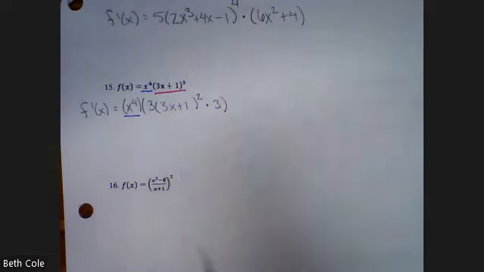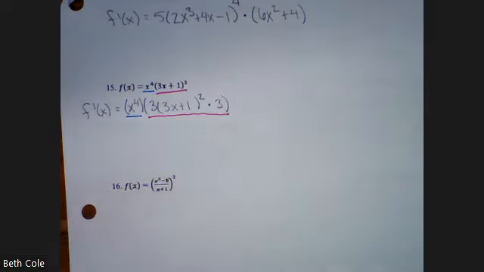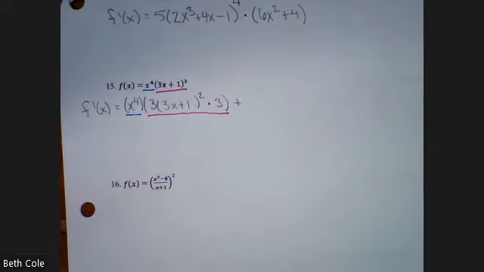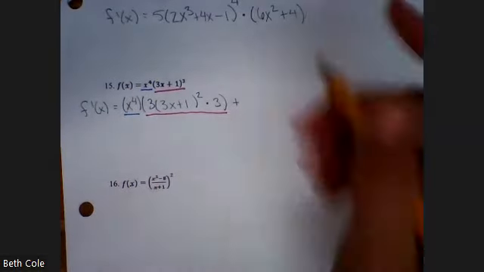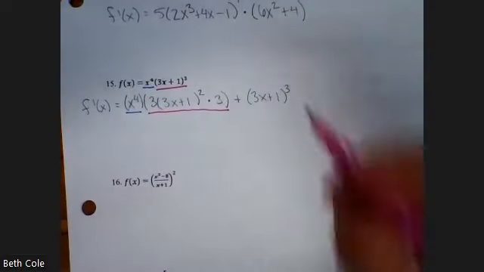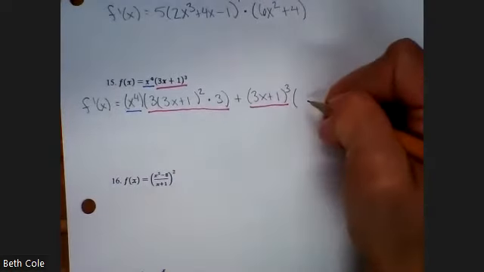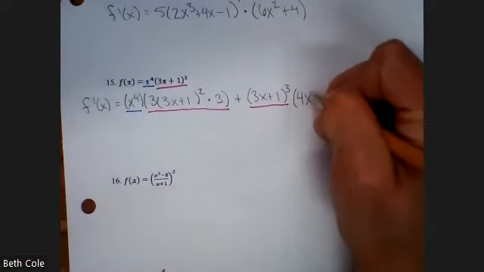So here, let me color code again. This is first times derivative of the second plus, and then what's going to come next? You're not wrong, but I have to do it in my order or I start to confuse myself. You're totally right. You do you. So first times derivative of the second plus the second times derivative of the first, which go ahead and say it again because you were totally right. 4x cubed, perfect.